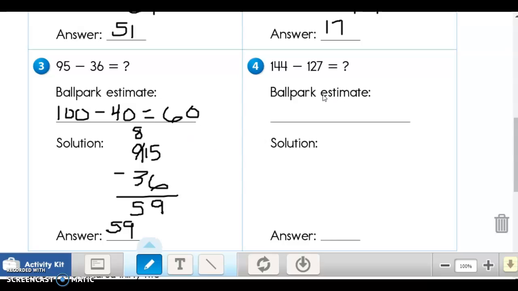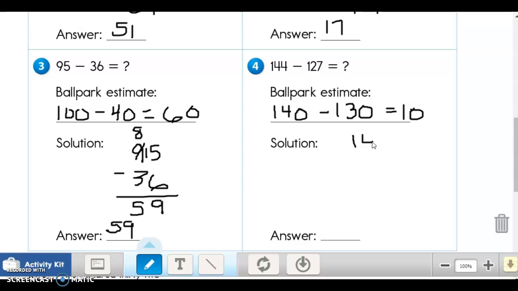All right, our last one here. 144 minus 127. We are going to round this to the nearest 10, friends. 144, we're going to go 140, nearest 10, minus 127. 130. We subtract the 2. 140 minus 130 is 10.